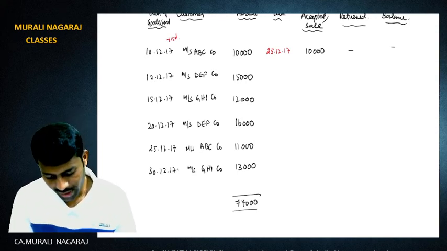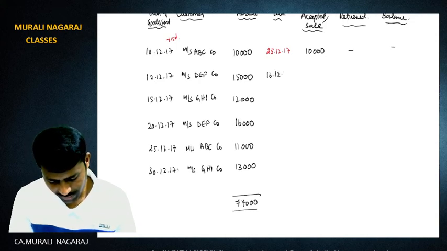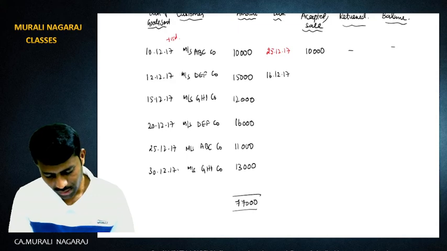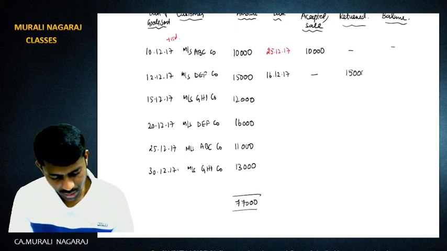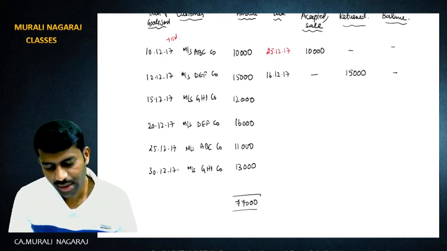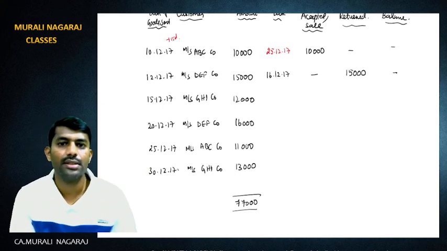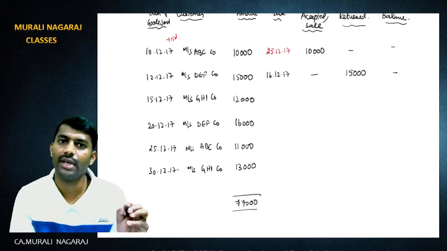Next, DEF: on 16, 12, 17, 15,000. He has returned the goods, therefore in the returns column, 15,000. Next, goods worth 2,000 on 20th itself. So we have to wait. The due date is still 30th, but on 20th itself he has done the transaction.